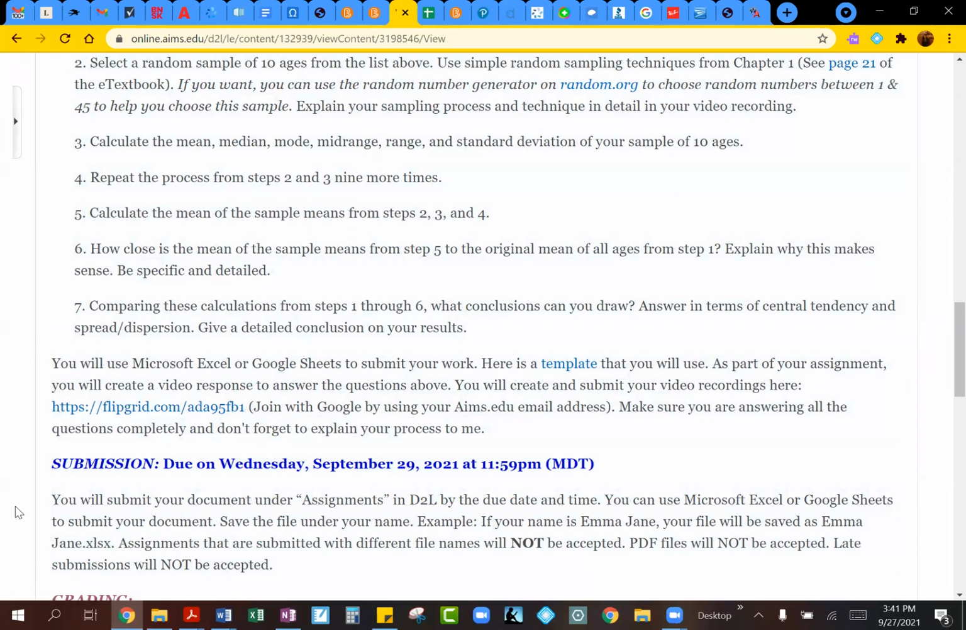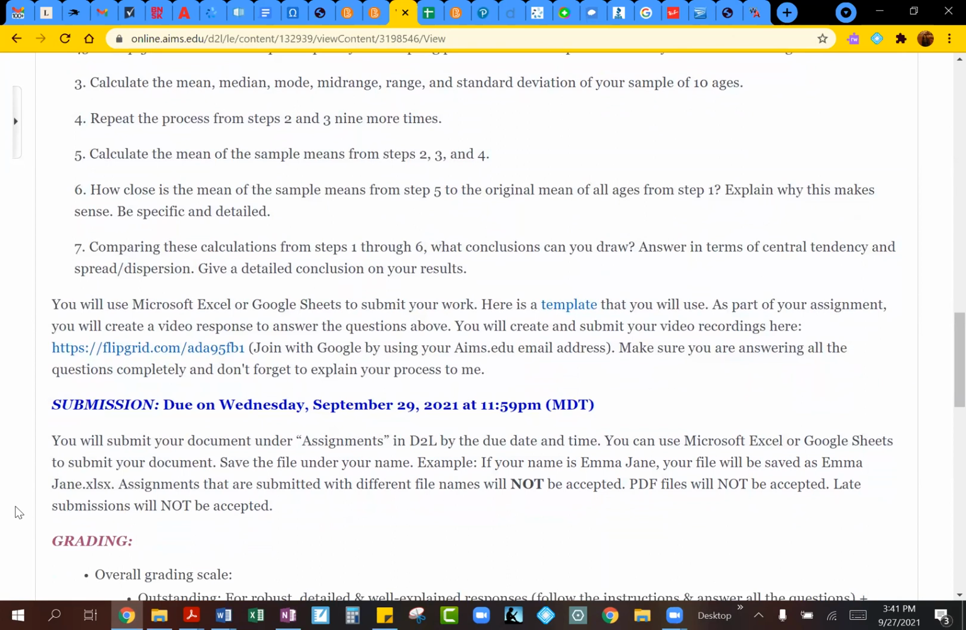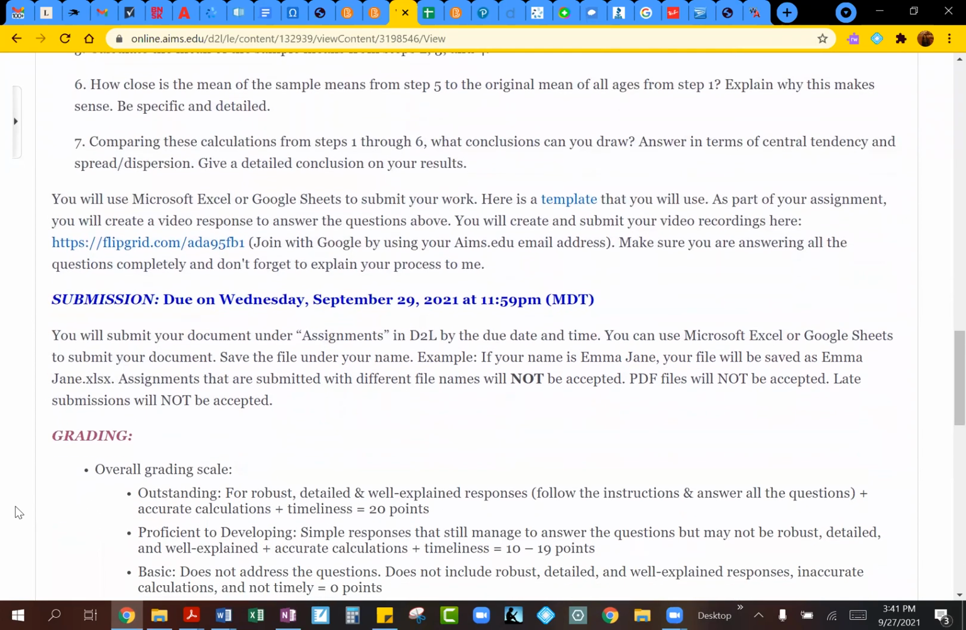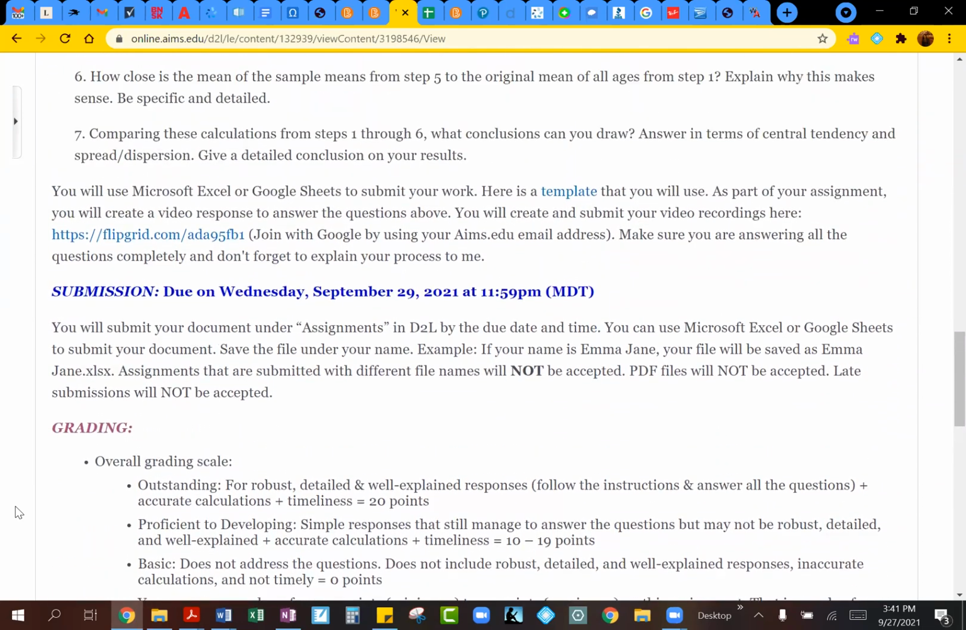So please make sure, don't wait till the last minute. I would say try to work on this today or tomorrow, so that way if you have any questions, you still have time to ask me. If you wait till Wednesday evening to work on this and then ask me questions, I will not be available. So please do not wait till the very end to submit this.